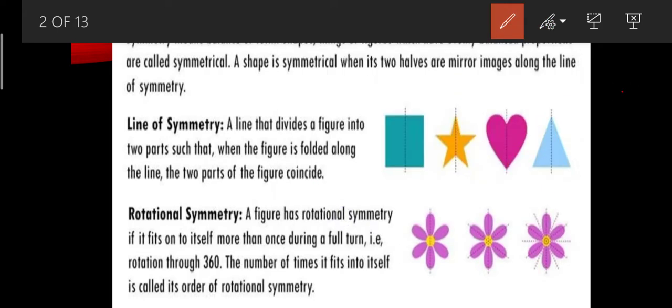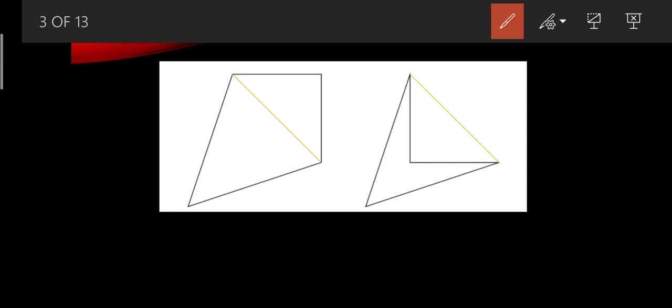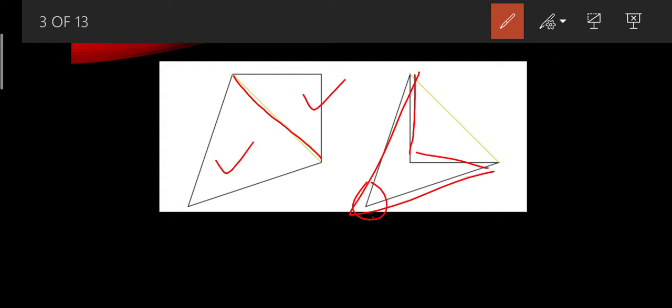Now let's move ahead. I have taken one figure here and I have drawn one line of symmetry to check whether it is the correct line of symmetry or not. So I have drawn this yellow colored line. When I fold it, this fold has come up till here only. It has not reached the peak of this triangle, right? This means it has not covered the other half completely. So one half should completely cover the other half, then only is it a correct line of symmetry.